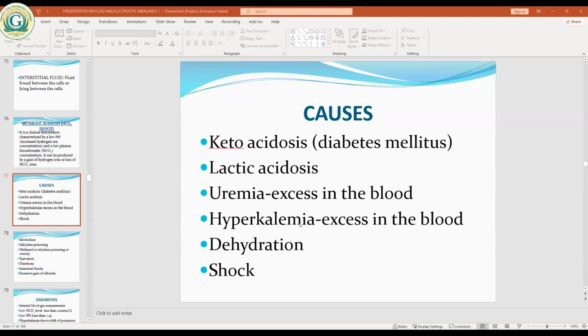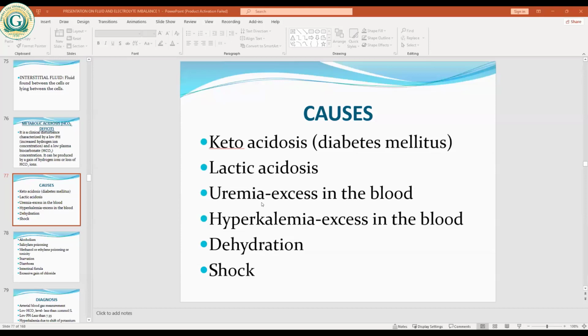If the kidney function declines and you have the waste, which is urea, building up in the blood, instead of the kidney excreting it, the kidney is not able to excrete it because its function has gone down, then there's a buildup of urea, and urea is acidic. So it definitely makes the whole body acidic. So you have uremia, excess in the blood, and it turns the body into acidosis.